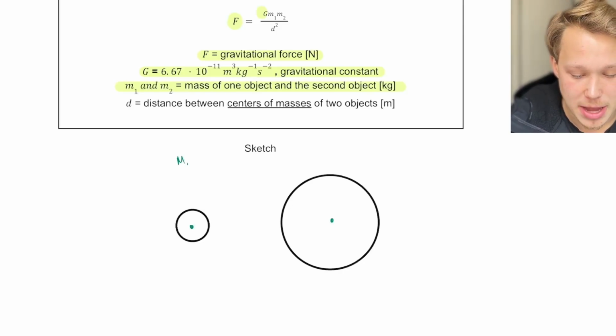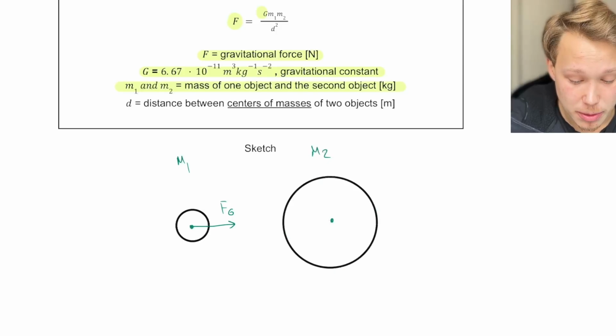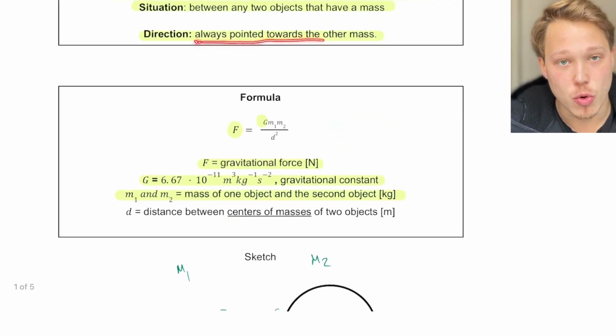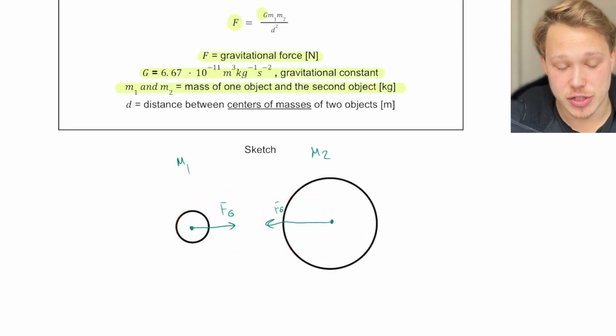So if we have two masses, M1 and M2, the force on M1 will be pointed towards the other mass. And the force of M2 will be pointed towards the other mass over here. So this is what I meant right here when I said always pointed towards the other mass, right? Because force of gravity is an attracting force.